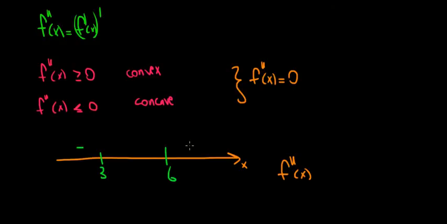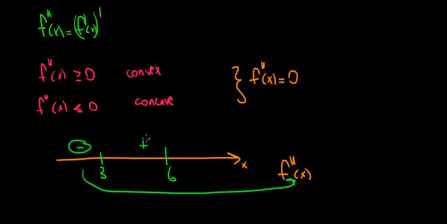Let's say that range in the second order derivative gives us a negative number. So we have a negative range here, and let's say a positive range in between by taking a value between 3 and 6, let's say 4, and then a value higher than 6, let's say 7, and we get a positive range over here too. Now the question is, where is it convex?